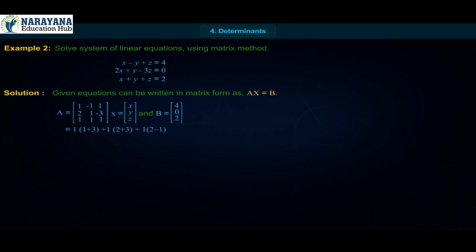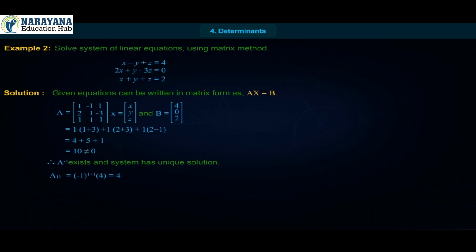Expanding the determinant, 1 into (1 + 3) + 1 into (2 + 3) + 1 into (2 - 1) = 4 + 5 + 1 = 10, which is not equal to 0. Therefore, A inverse exists and the system has a unique solution.